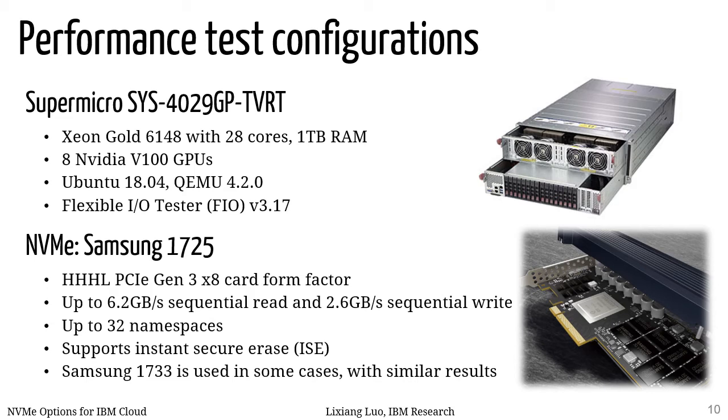It can provide up to 6.2 gigabytes per second sequential read and 2.6 gigabytes per second sequential write. And the NVMe controller can manage up to 32 namespaces. It also supports instant secure erase, which we mentioned in previous slides, that can be used for almost instant data wipe after the NVMe is released from the guest. Samsung 1733 is used in some cases, but with similar results.